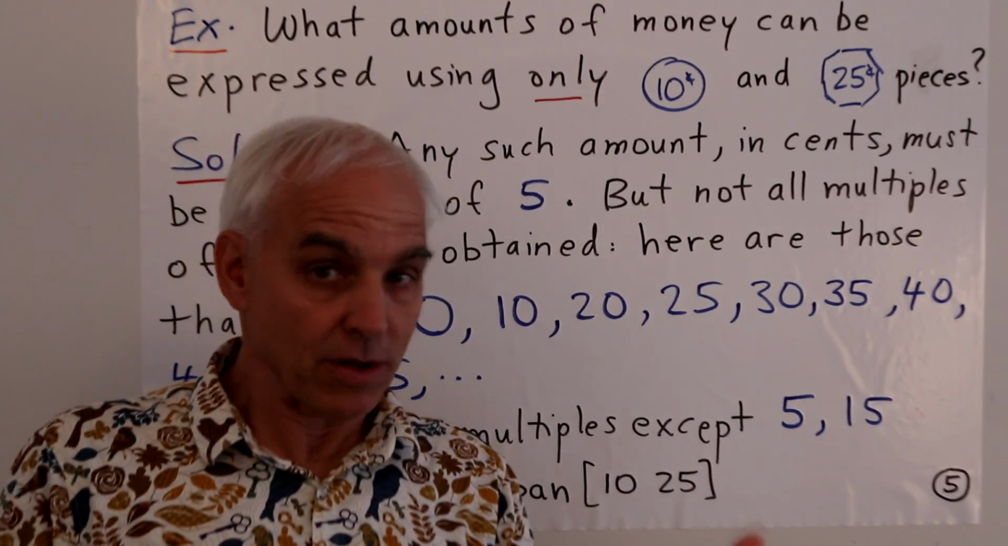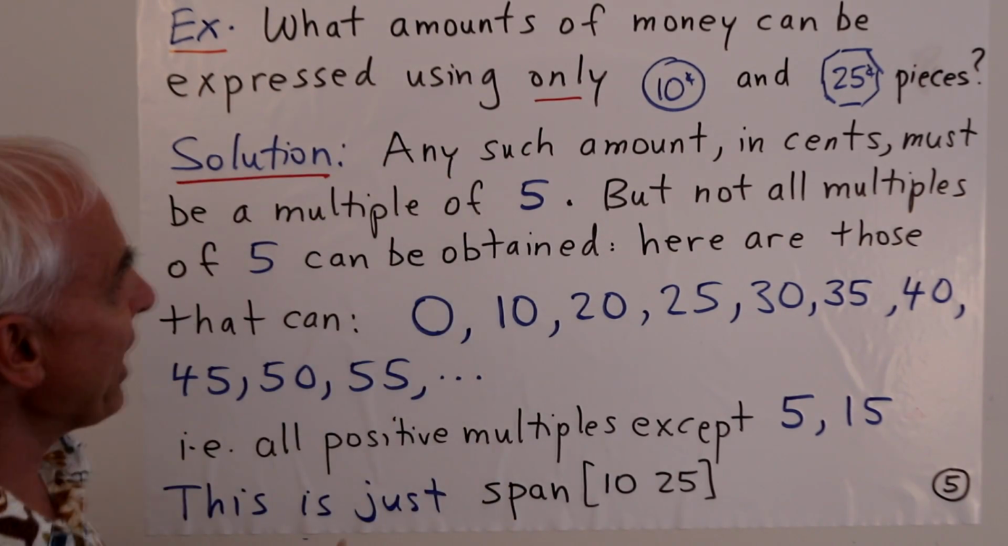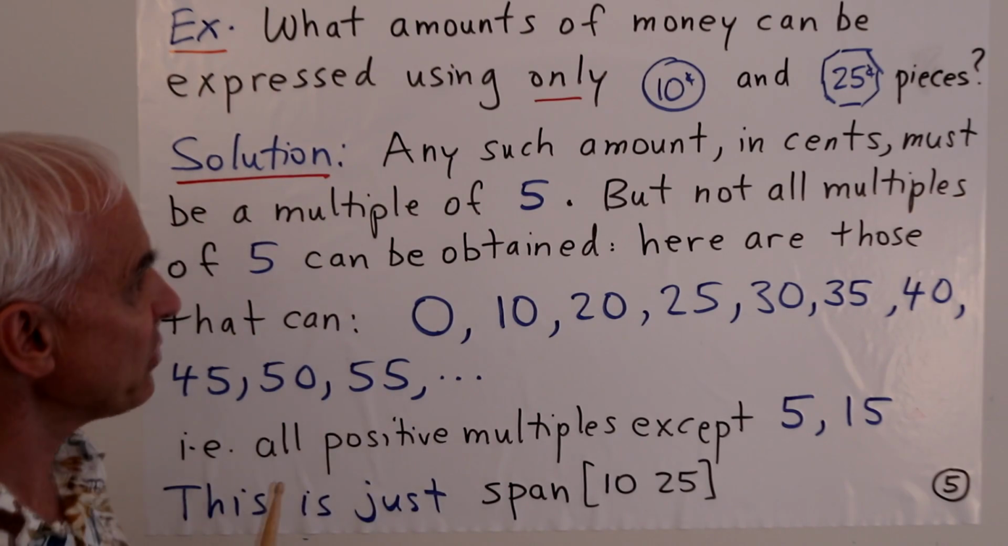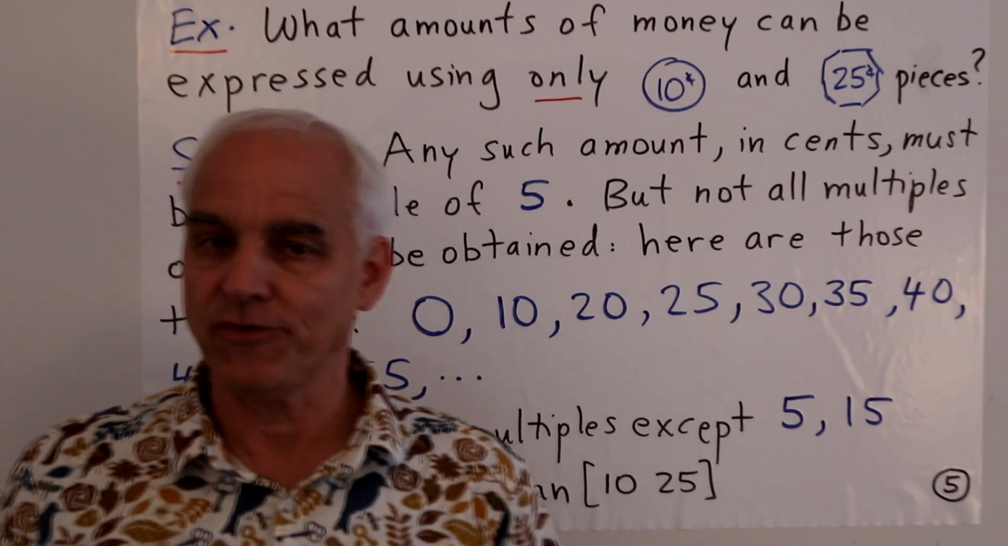So here's a practical kind of example of this in real life. Suppose we ask what amounts of money can be expressed using only 10-cent and 25-cent coins or pieces.